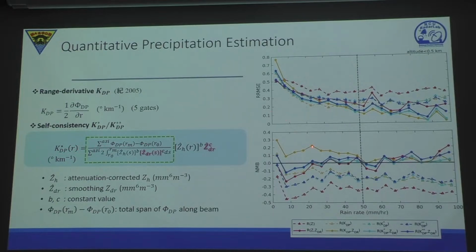On the right-hand side is the real case. I believe we have 5 cases, several cases. We found that the new technique, which is the blue and light blue line here, shows the lowest root mean square error in all rain intensity ranges, and the normalized mean bias is also close to 0 in the different rain intensity ranges. So this is really quite encouraging.